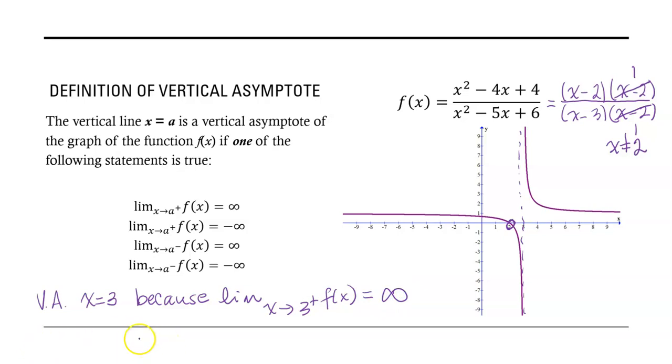At x equals 2, however, as x approaches 2, and actually as I approach 2 from both sides, that limit is 0. And this is because there was a hole in the graph.